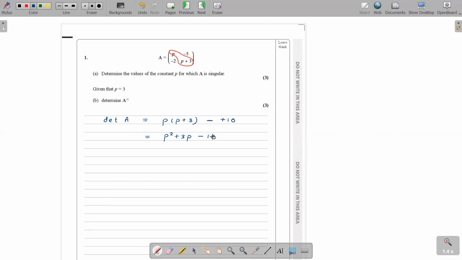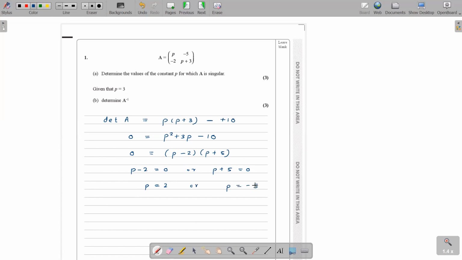To be singular, the determinant of A must be set to 0. Are you with me? Okay, so then this is the quadratic equation. Can I know the values here? P minus 2, P plus 5 when you factorize. So here P minus 2 is equal to 0, or P plus 5 is equal to 0, which gives us P equals 2 or P equals minus 5.